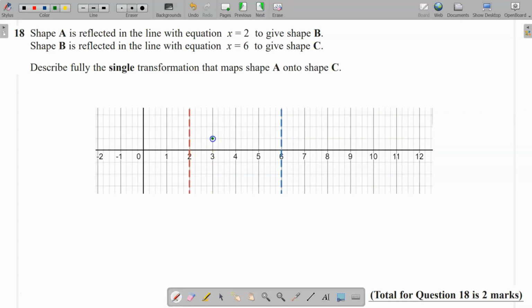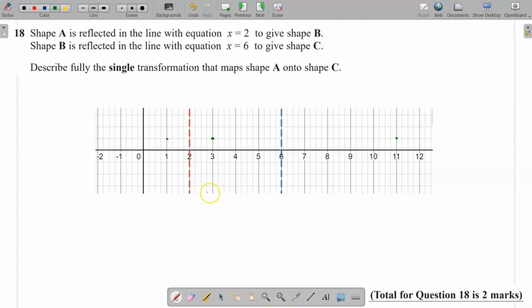Now we're going to reflect it in the line x equals 2, so that will go to here. Then we're going to reflect it again in the blue line x equals 6. So it's going to go from 1 to 6, and then it's going to go up the same distance away, which will take it to 11. So that point has moved from the point 3 to the point 11. So it's moved 8 places.